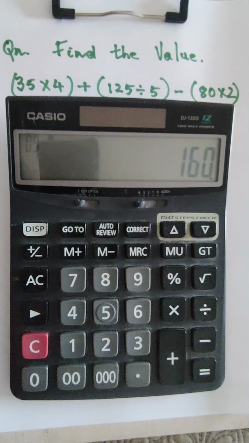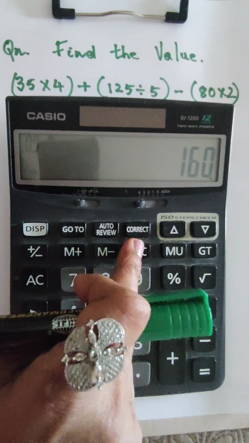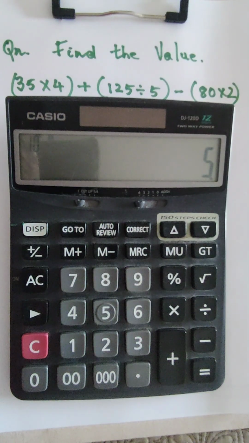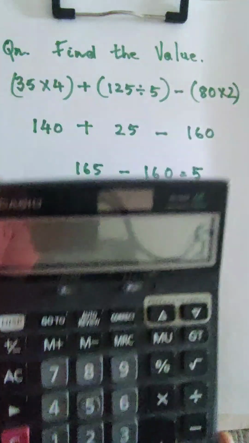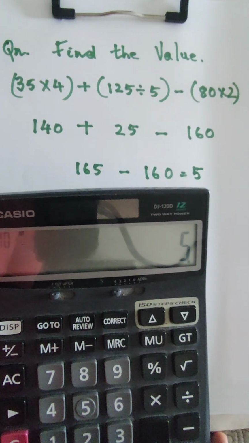Now we have to find the answer. So we'll use the memory recall button. And you will see that the answer is 5. And you might have observed it's so quick, especially when you're dealing with large numbers as in your CMA or in your professional life. You'll see that it's going to really save you a lot of time. Okay, so this is how it is.